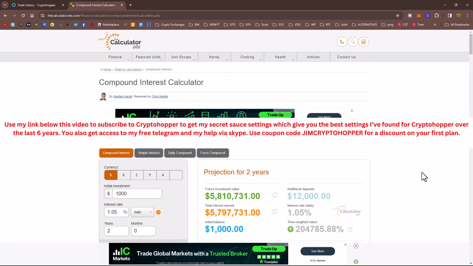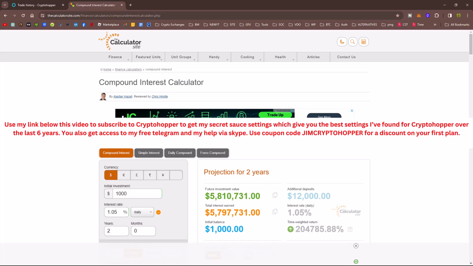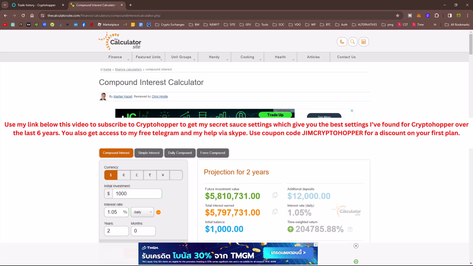I can't come round to your house and grab you by the scruff of the neck and take you down to your bank and demand that you withdraw your $1,000 from that bank and take it home and put it into crypto and start using Cryptohopper and start generating this kind of compound interest, compound profit daily. All right? Can I say 1.05% every single day?